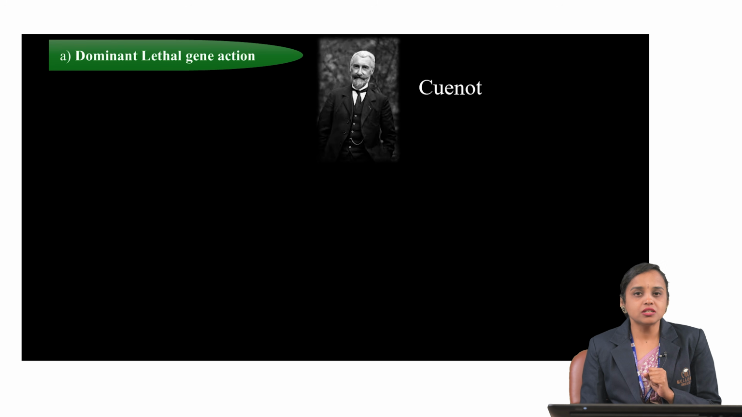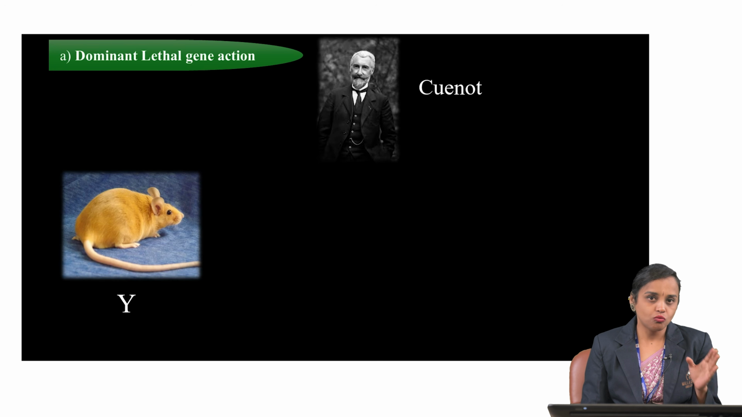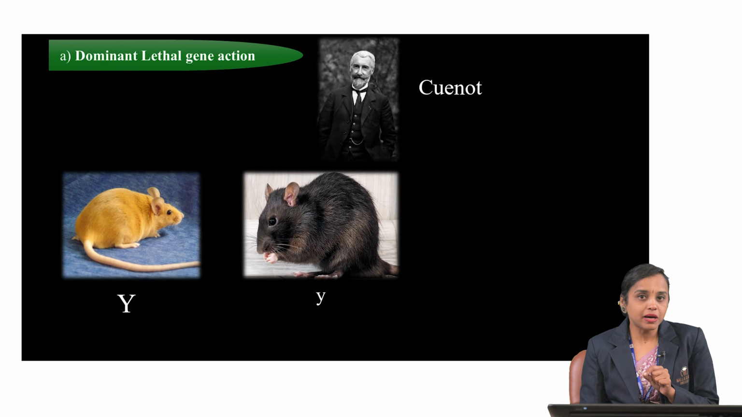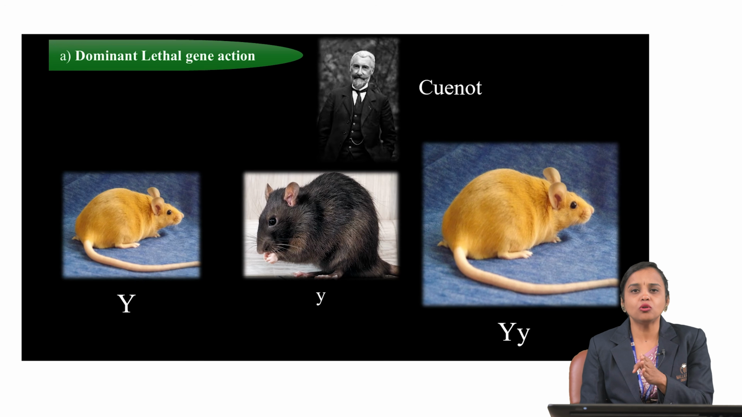The French geneticist Cuénot discovered a lethal gene affecting coat color in mice. He found that yellow coat color in mice was produced by a dominant gene, capital Y, while its recessive allele, y, determines the normal black or grey coat color. Further, he found that all the mice with yellow coat color were always heterozygous, and he was unable to find a mouse which is homozygous for the Y gene.